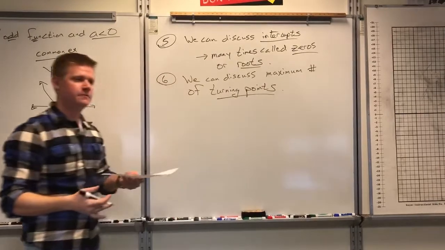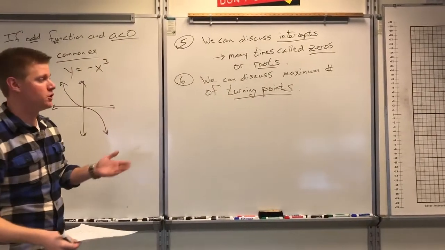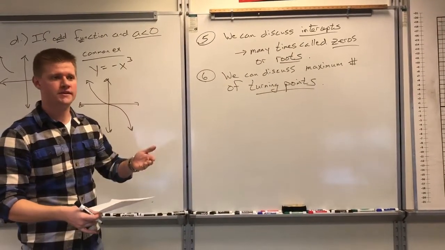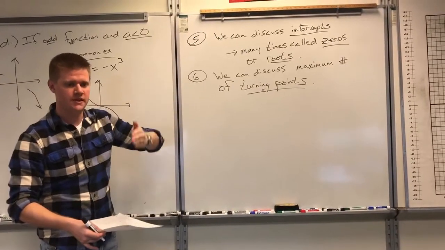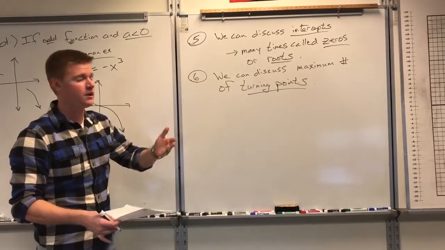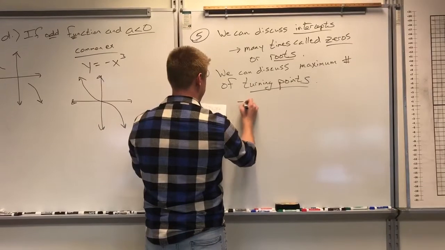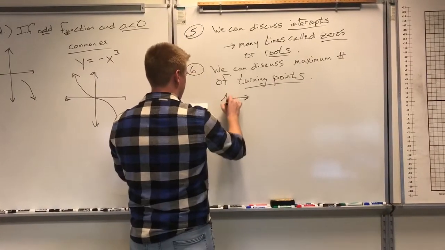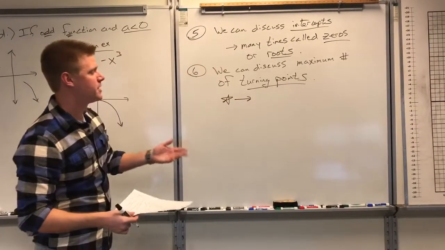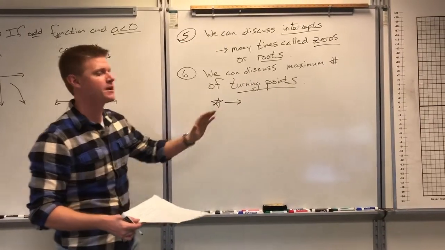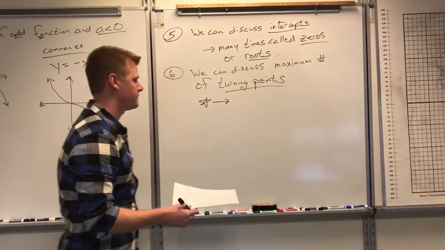So how many times does a graph change direction? You can think in a parabola, that's one time. One time it goes from decreasing to increasing at its vertex. And the way that I figure this out, okay, important note here, how do I determine the number of turning points? And again, it's a maximum, it doesn't have to do it this many times.